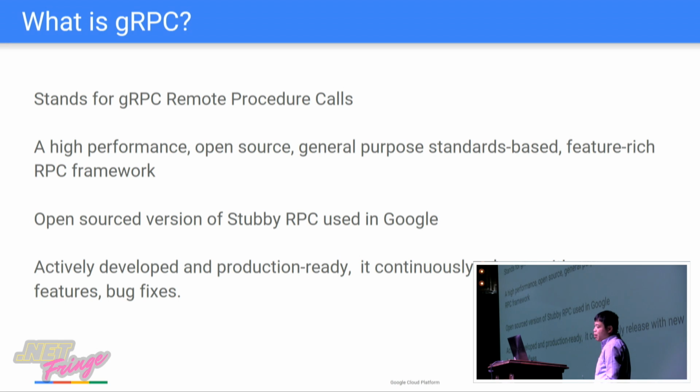It's actively developed and production-ready. It continuously releases with new features and bug fixes. Many companies are using gRPC: Square, Cisco, Google, Docker, Arista, Netflix. There is a long list of companies that have been using gRPC. It's a mature framework already.